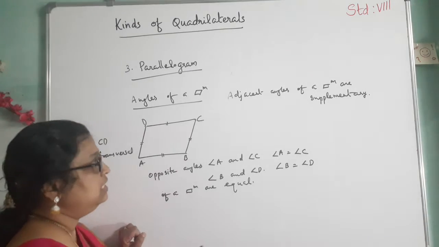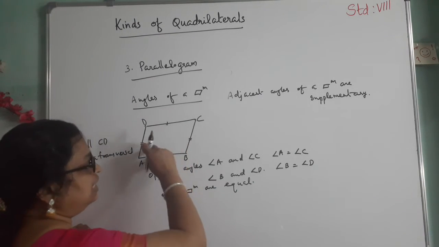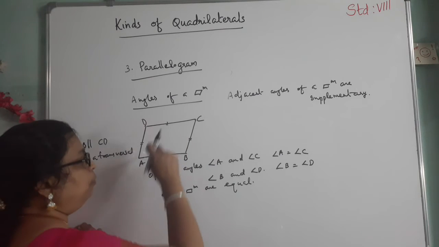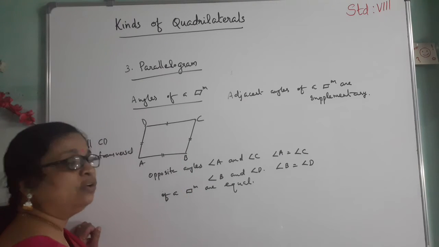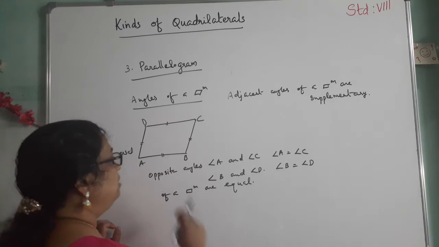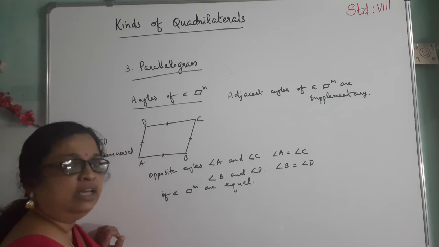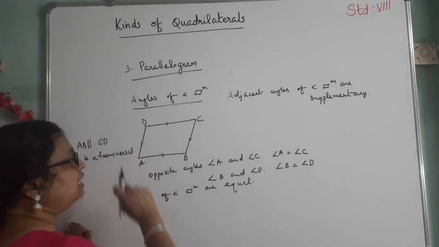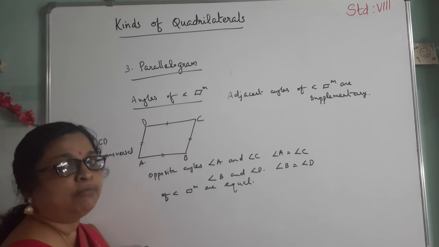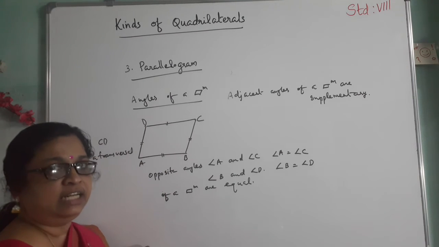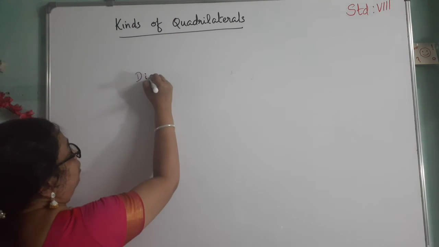So a parallelogram is a quadrilateral whose opposite sides are parallel, and the properties are: the opposite sides of a parallelogram are of equal measure, opposite angles are equal, and the adjacent angles are supplementary, meaning the sum of adjacent angles is 180 degrees. Okay, diagonals of a parallelogram.